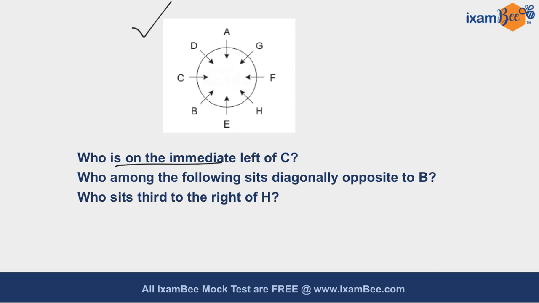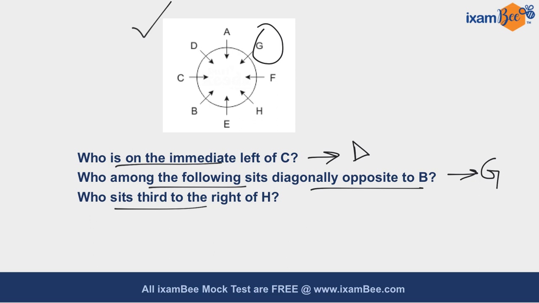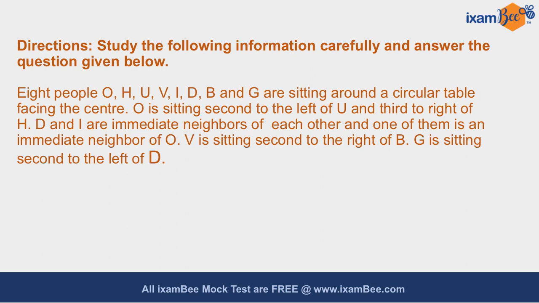Who is on the immediate left of C? Clearly D is sitting on the immediate left of C. The second question states, who among the following sits diagonally opposite to B? Clearly G is sitting diagonally opposite to B, so G is the correct answer. Your third question states, who sits third to the right of H? Now you know that A is sitting third to the right of H, so A is the correct answer. Let us now discuss the next question.